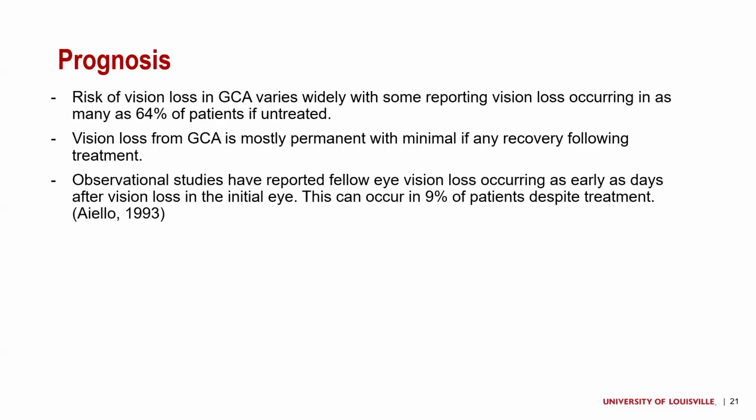In terms of the risk, if you've had vision loss in one eye, what's the chance of it happening in the other eye? It does vary quite a bit, but at least one study that looked at this early on showed that even if you treat with steroids, as many as 9% of patients will still have vision loss. However, a lot of studies that have looked at this have shown that the risk of vision loss is decreased with steroid use.